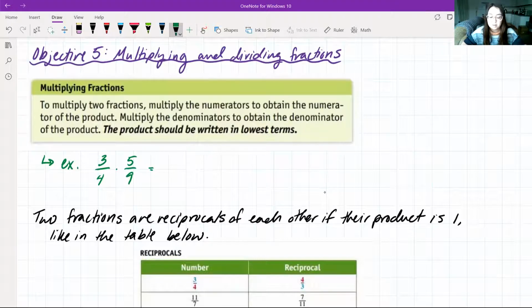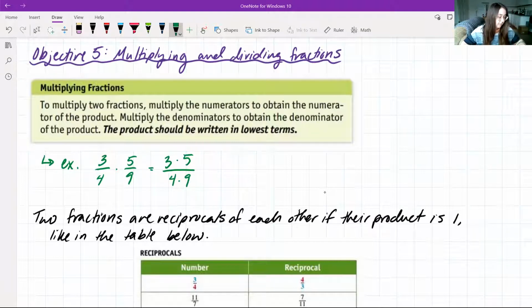So beginning with multiplying fractions, to multiply two fractions, we want to multiply the numerators to obtain the numerator of the product. Multiply the denominators to obtain the denominator of the product, and the product should be written in the lowest terms. So if we want to consider our value here, for our example, we have 3/4 times 5/9. So we want to multiply them together. This is going to give us 3 times 5 divided by 4 times 9.